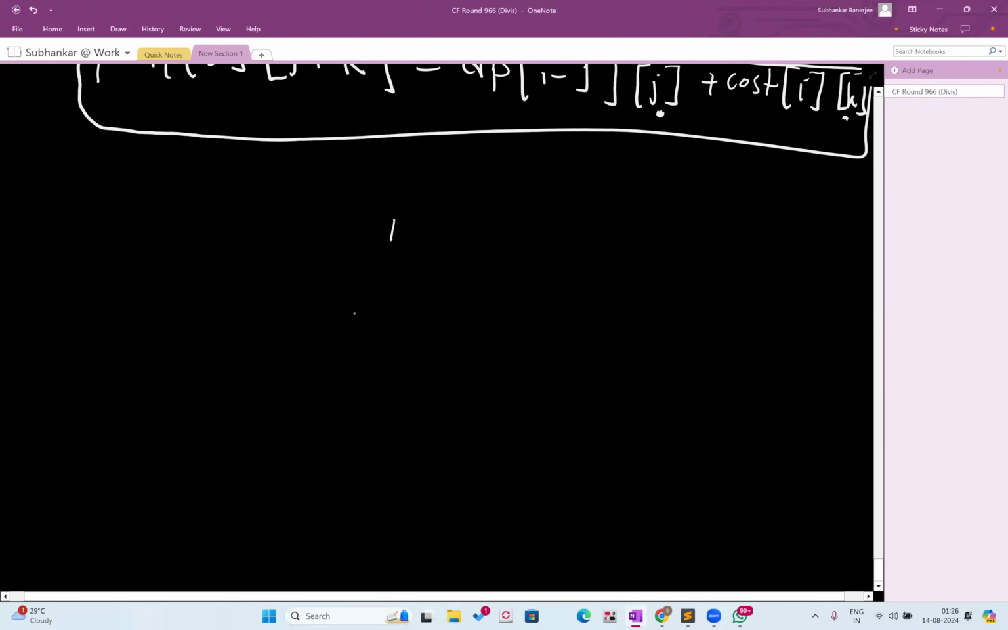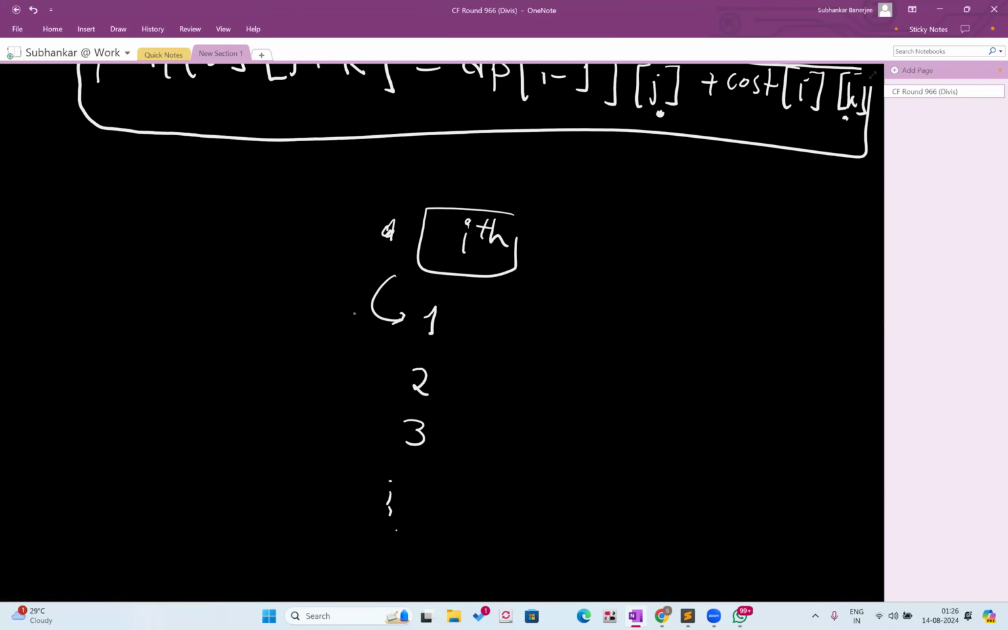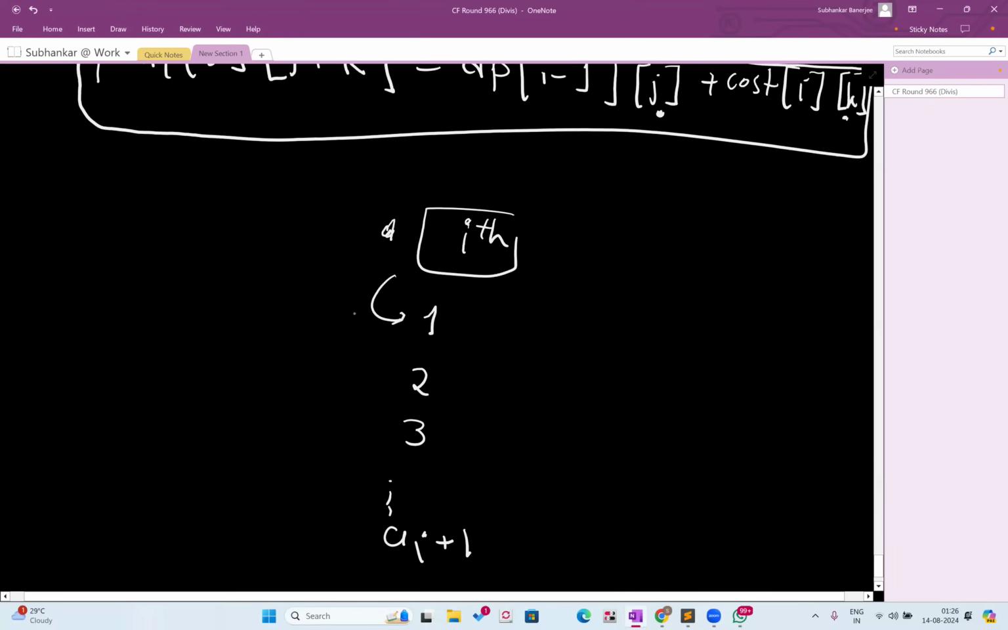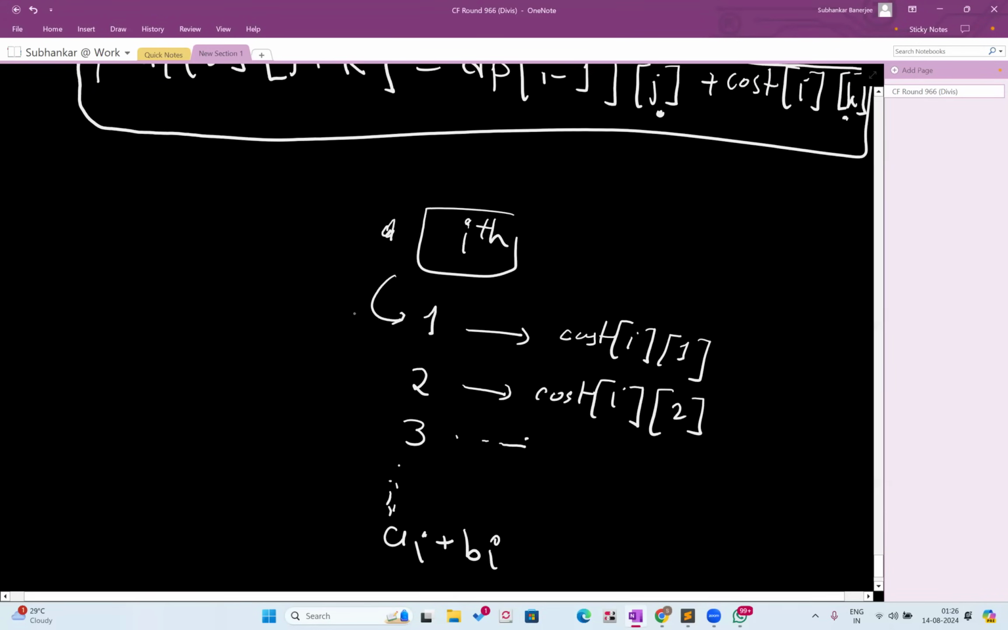Whenever I am at the ith rectangle, I can take a score of 1 from it, 2 from it, 3 from it, and up till ai plus bi. This is the maximum score I can obtain from my ith rectangle. This has some cost, suppose cost of i comma 1. We can calculate this cost by the method I showed you. This has a cost, right?